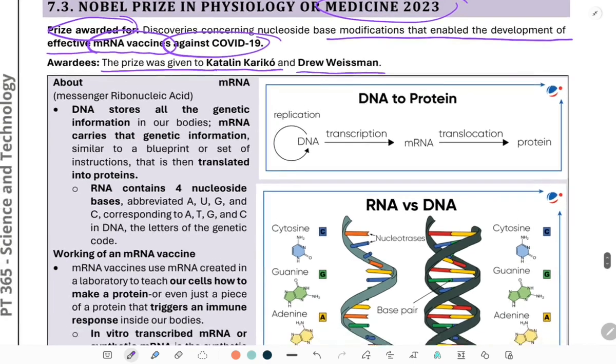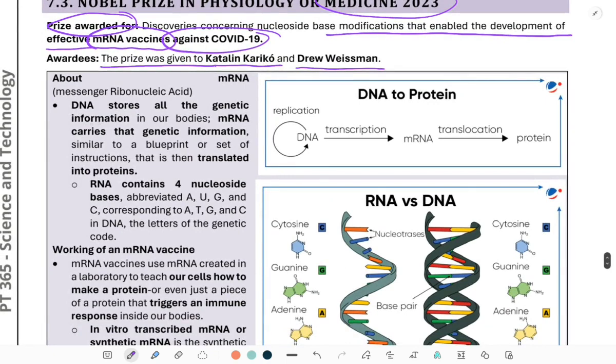About this mRNA: DNA stores all the genetic information in our bodies, whereas mRNA carries that genetic information, similar to a blueprint or a set of instructions, that is then translated into a protein. RNA contains four nucleoside bases, abbreviated A, U, G, and C, corresponding to A, T, G, C in DNA, the letters of the genetic code.